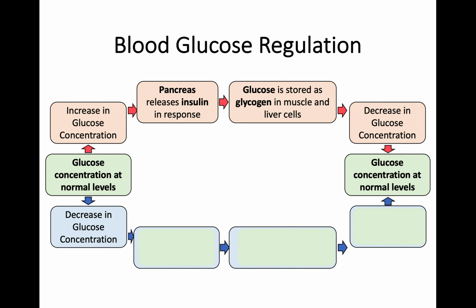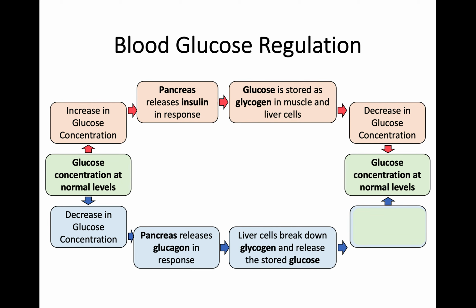Similarly, if there is a decrease in your glucose concentration, if the glucose concentration of your blood goes down, then again your pancreas will respond to it, but this time it releases the hormone glucagon. If glucagon is released from the pancreas, it breaks down that glycogen, that glucose store, in your muscle and your liver cells and releases that stored glucose. That stored glucose will then enter your bloodstream, which will cause an increase in glucose concentration and again reach that endpoint that we want of the glucose concentration being at normal levels.